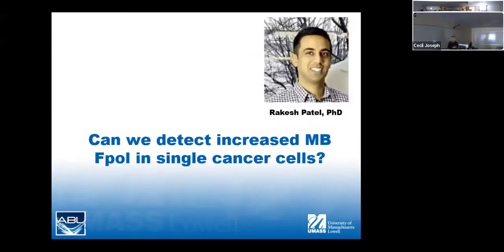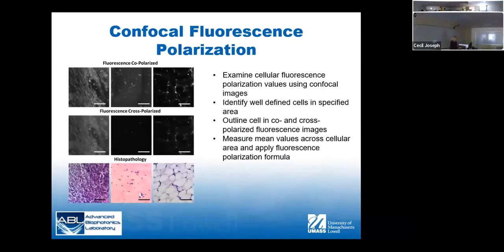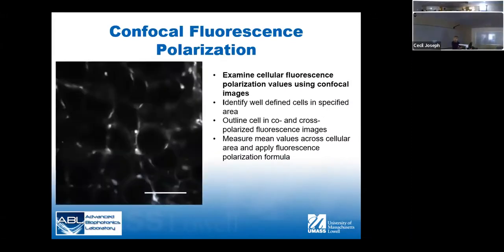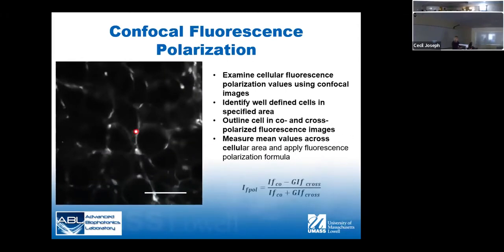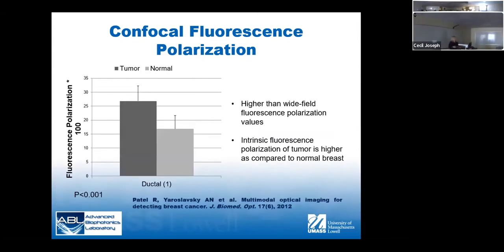So I asked him, can we try and detect increased fluorescence polarization of methylene blue in single cancer cells? And he said, yes, of course, I'll do it. What he did, basically, he took the images, segmented them, then calculated mean fluorescence polarization. And these were confocal images, so there is no multiple scattering there. And he saw that fluorescence polarization is indeed increased.